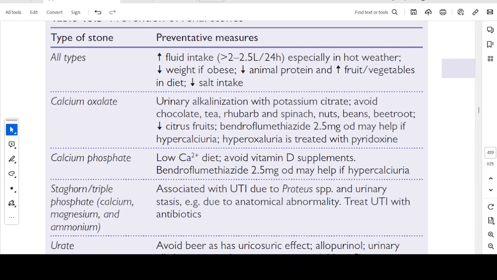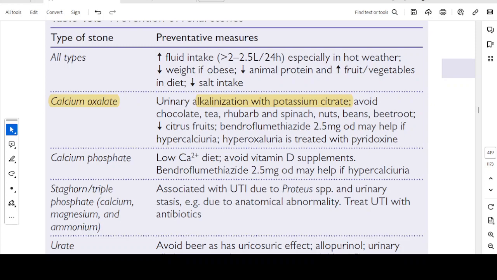Calcium oxalate stones. Urinary alkalinization with potassium citrate. Avoid chocolate, tea, rhubarb and spinach. Nuts, beans, beetroots. This is for oxalate stones. You have to alkalinize with potassium citrate, give Uralka. Avoid chocolate, tea, rhubarb, spinach. Spinach has more oxalate content.